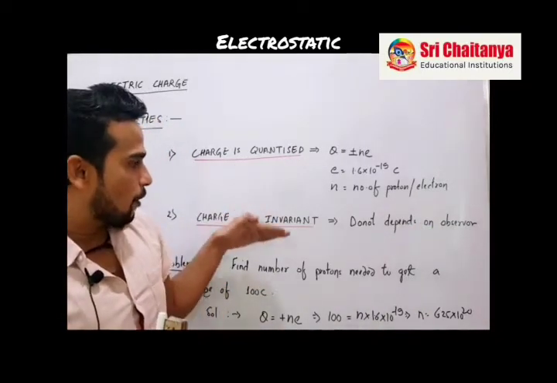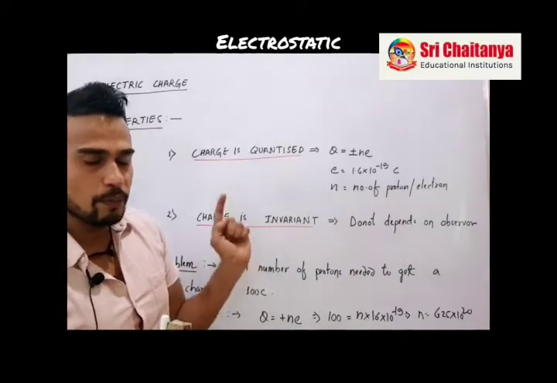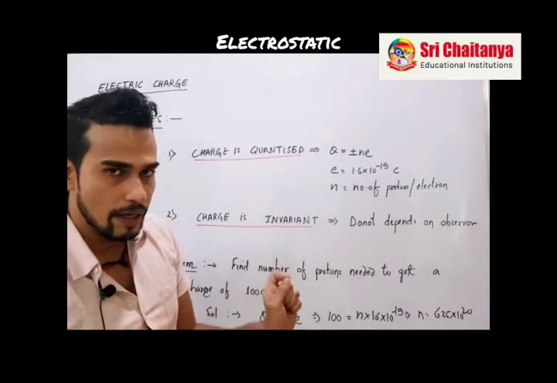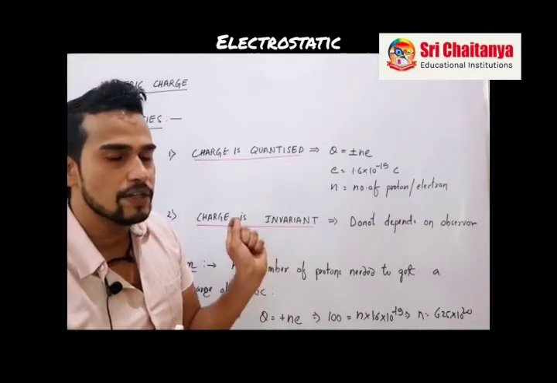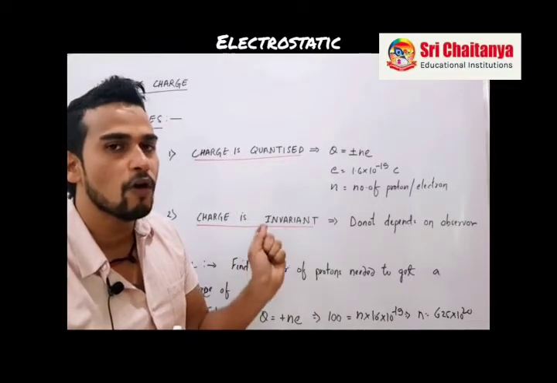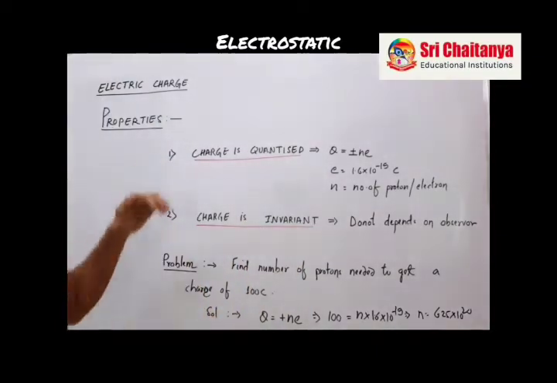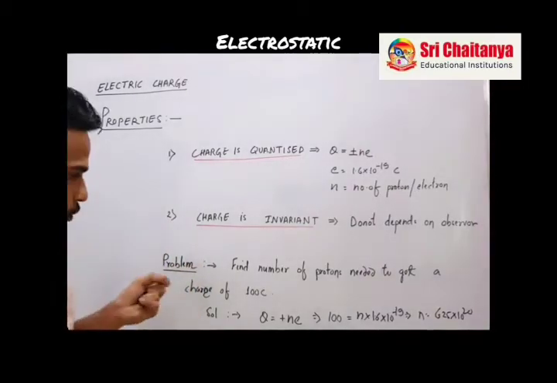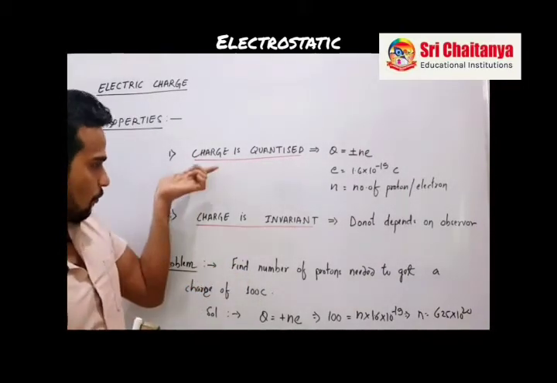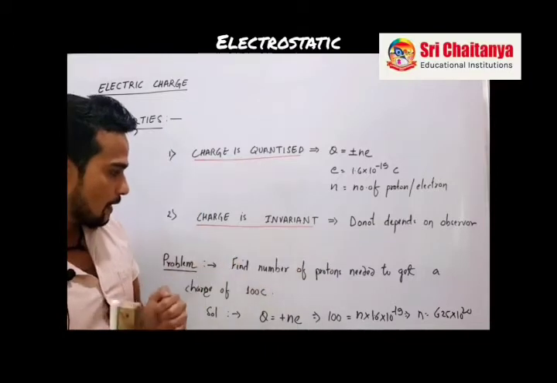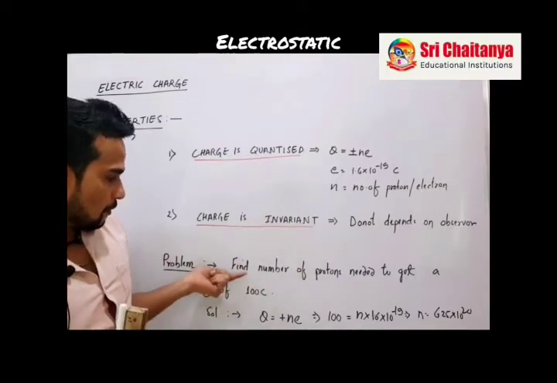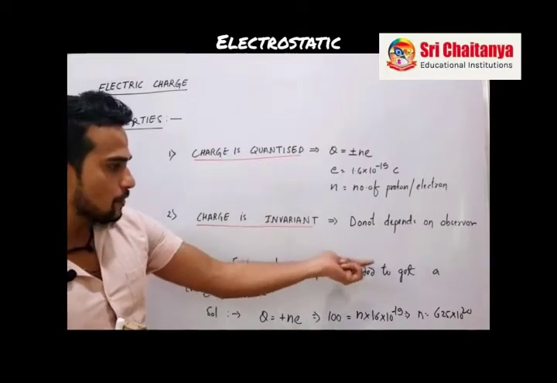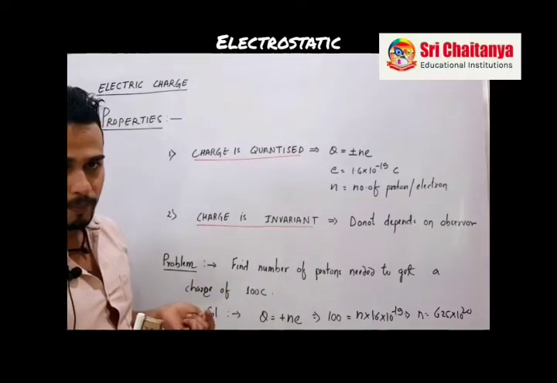So these are the two important properties of charge. First property, charge is always quantized. Second property, charge is invariant. It will not depend on the observer. Now from these two properties, what question can be asked? The numerical asked will be based on the first property. For example, you can see here, they are asking you to find the number of protons needed to get a charge of 100 Coulomb.